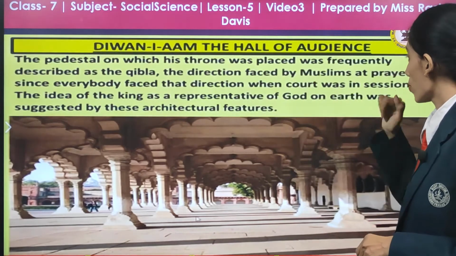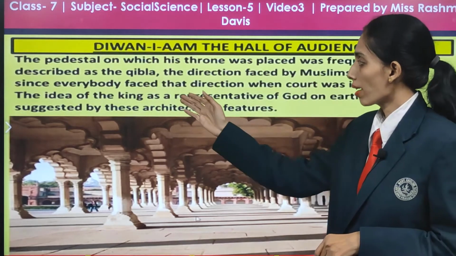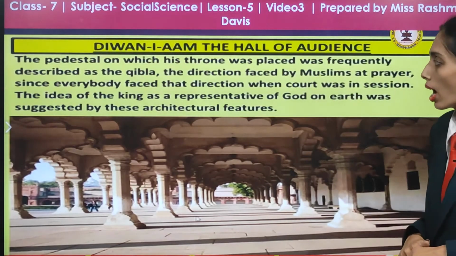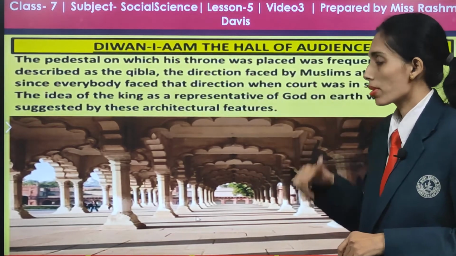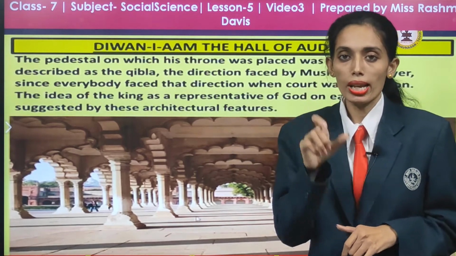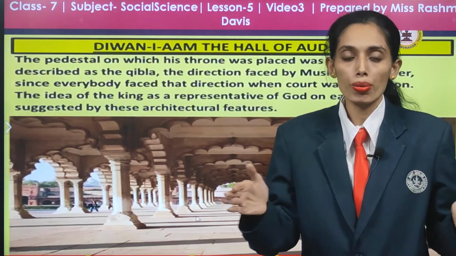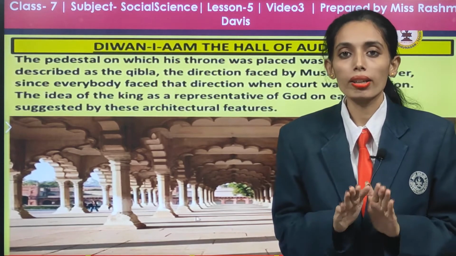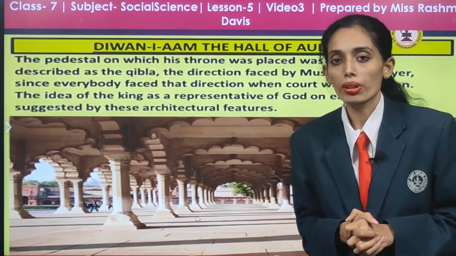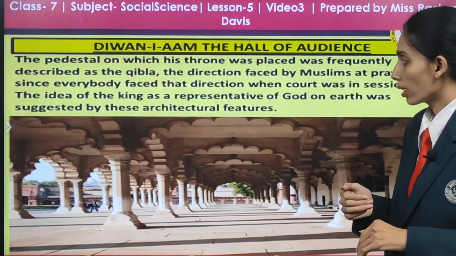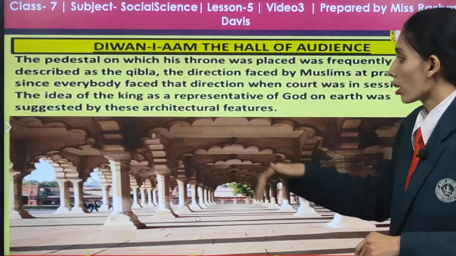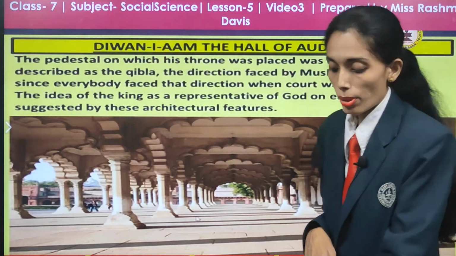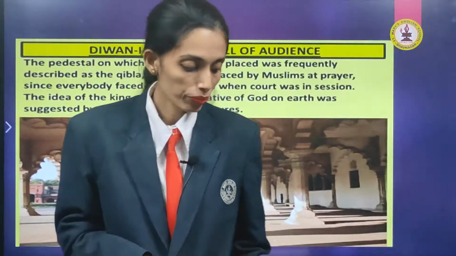The direction faced by Muslims during prayer was the direction everybody faced when the court was in session. The idea of the king as a representative: they believed that the place where they are bowing down, there the throne of the king used to be. They believed that he would never give a wrong judgment. That is what the thought was of the king plus the public. This is the architectural feature which has been presented in front of you.